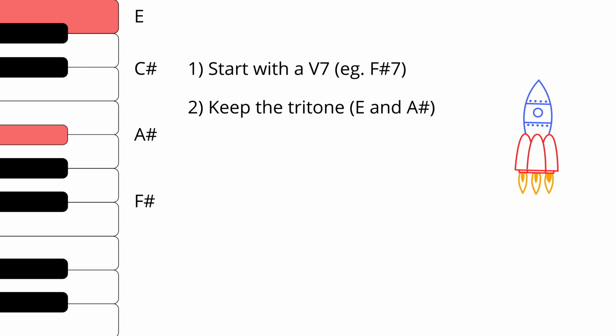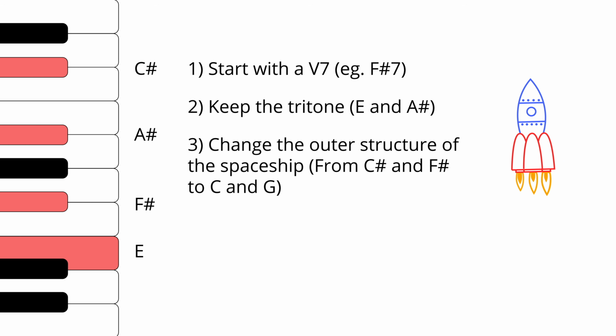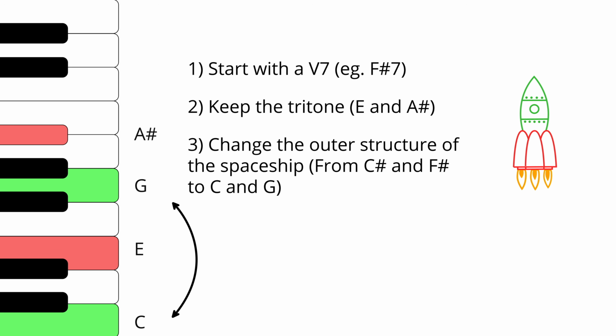The tritone is a special interval that remains the same when inverted, and, like an engine, is responsible for the movement of our spaceship. For more about this, you can watch a video about the tritone that I made some time ago. And 3. Change the outer structure of the spaceship, from C# and F# to C and G, by moving one tritone away from the original chord.